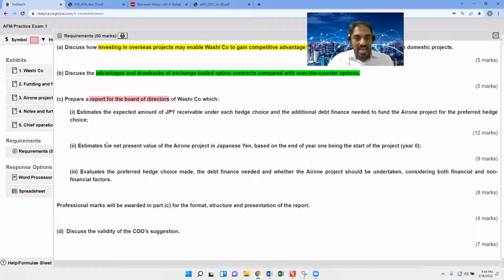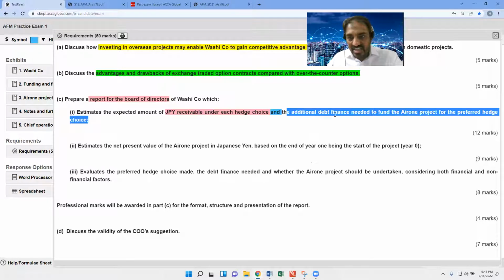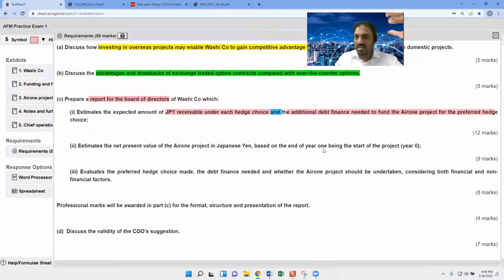Estimate the expected amount of JPY, Japanese yen, receivable under the hedging choice. And this is very much important. And the additional debt finance needed to fund the Year 1 project for the preferred hedge. That's important. So something about how much amount to receive by the hedging method and additional debt, this is 12 marks.